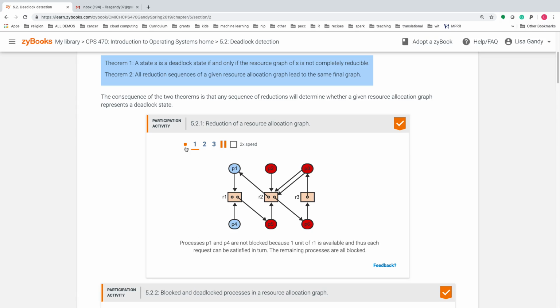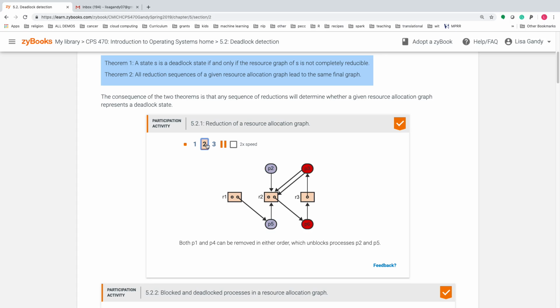So we have this state. Here's our resource allocation graph. Processes P1 and P4 aren't blocked because one unit of R1 is available, so they can take turns getting this other unit. The remaining processes are all blocked. P2 is blocked because it's asking for a unit that it doesn't have. Same for P5. P3 is asking for 2. P6 is asking for this one. So all these are blocked and these aren't blocked.